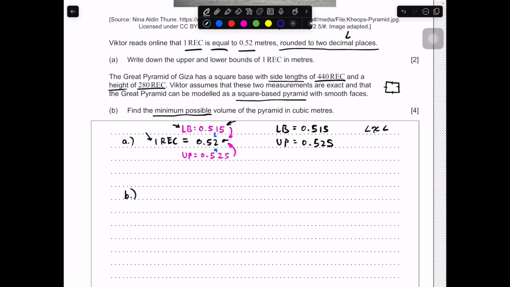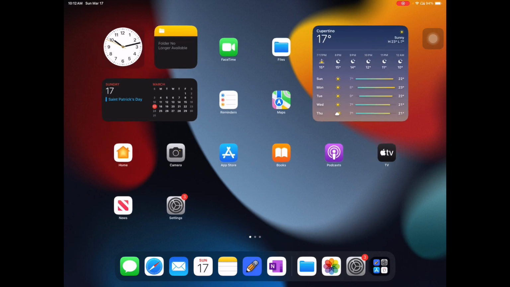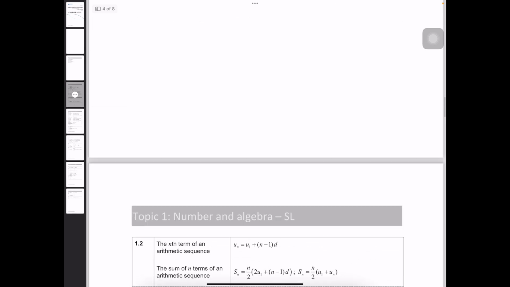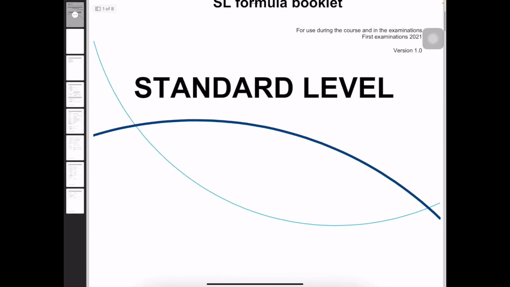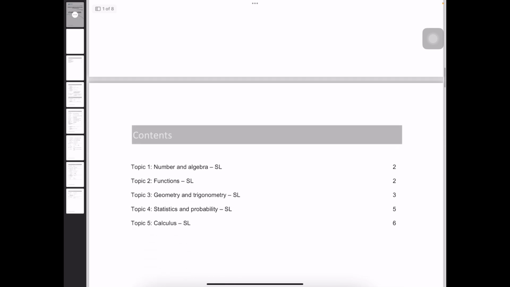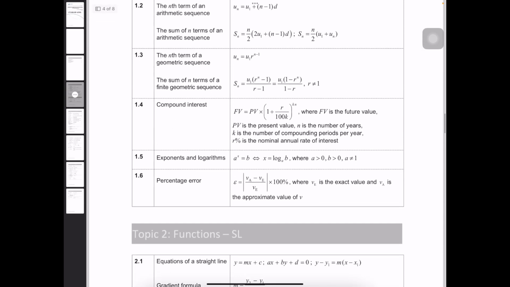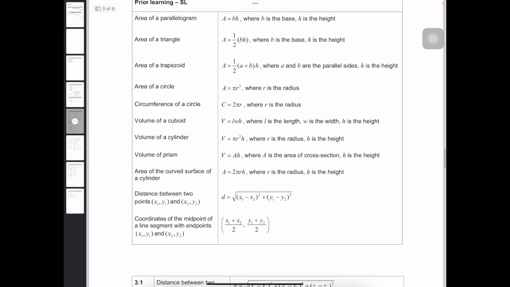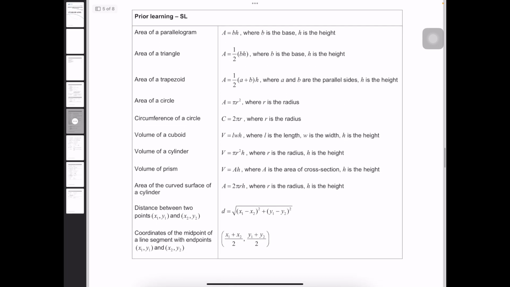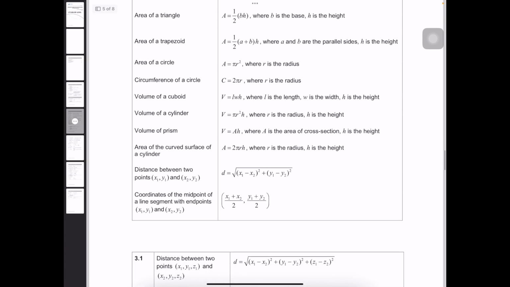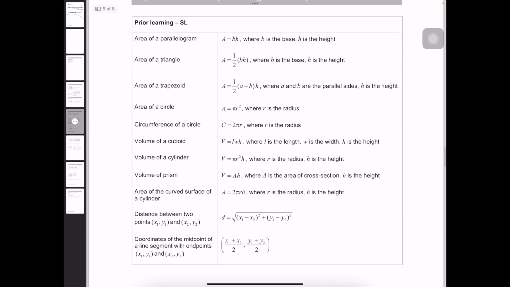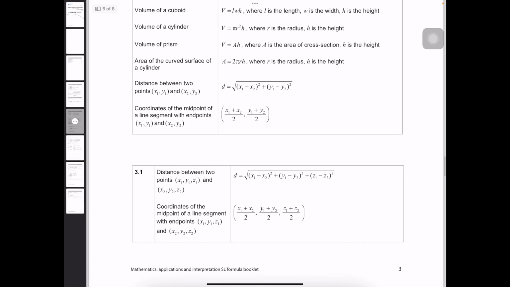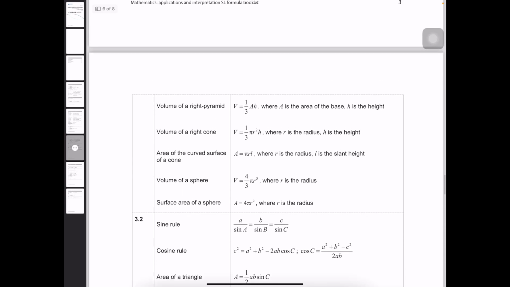I'm hoping I have our formula booklet here so we can just look at it together. Here it is. Let's go ahead to geometry. This is actually the new standard level formula booklet as opposed to the standard higher level. It's condensed, I suppose. Okay, so what are we looking for here? We are looking for the volume of a pyramid. Let's see. Volume of a prism. Volume of a right pyramid.